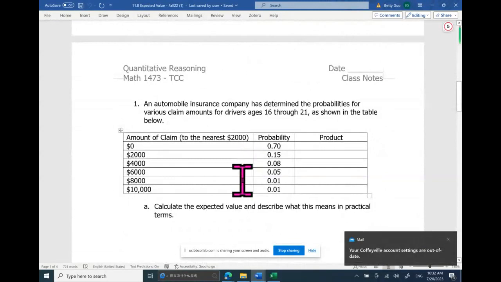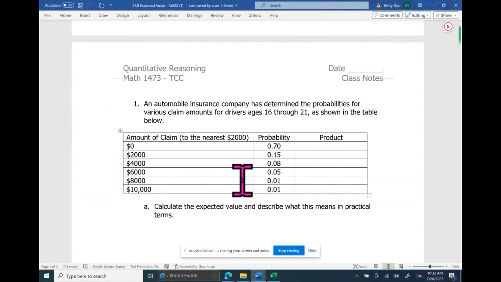An automobile insurance company has determined the probabilities for various claim amounts for drivers ages 16 through 21, as shown in the table below. So this example gives us a table structure already, and we need to fill in the last column. Let me explain what's going on in this table. The first column is the amount of claim to the nearest $2,000.